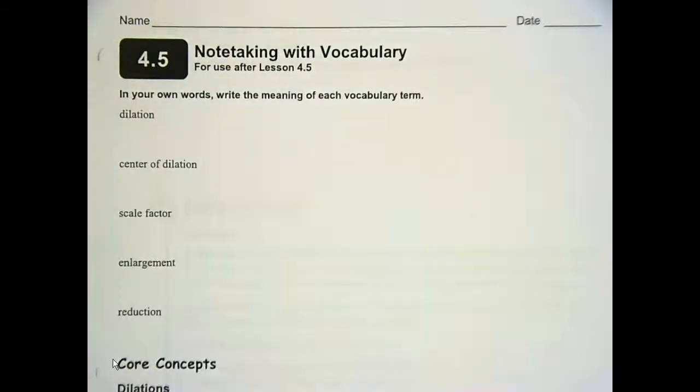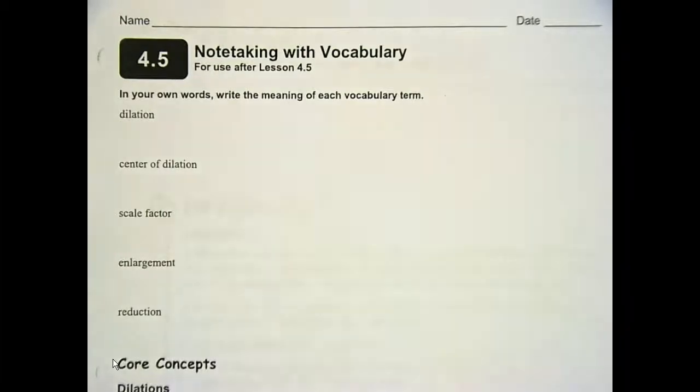So, whereas flips, slides, and turns, or rotations, reflections, and translations are all rigid movements, a dilation is not. It's going to change size. It's going to change shape. If it gets smaller, we call it a reduction. If it gets larger, we call it an enlargement.